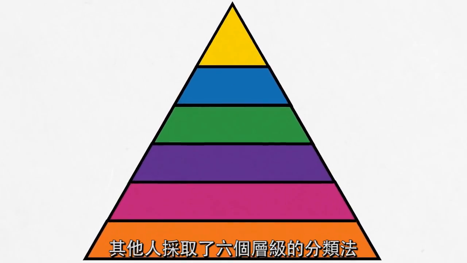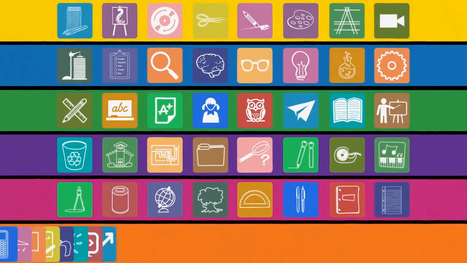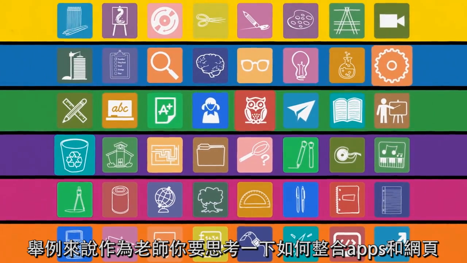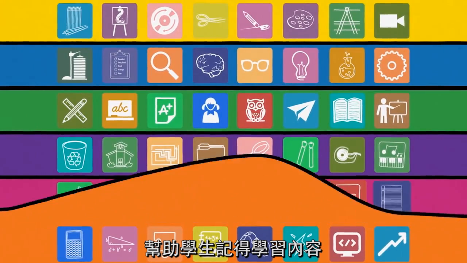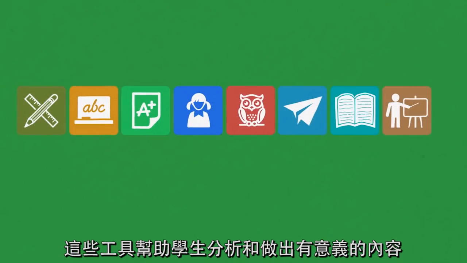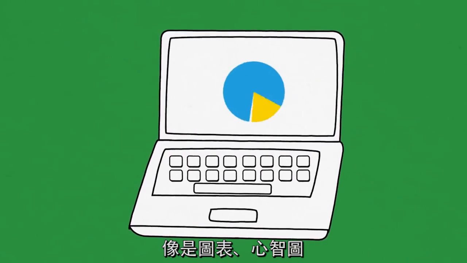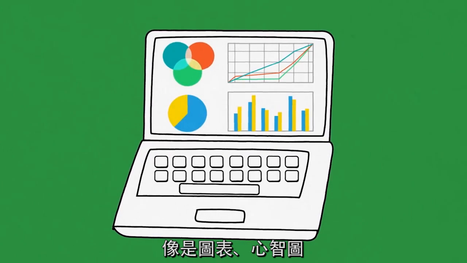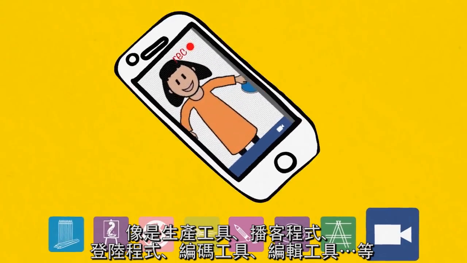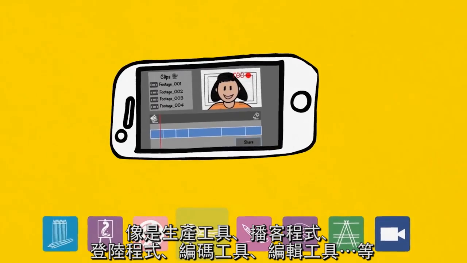Others have taken the 6 levels of the taxonomy and aligned them with technology tools that help foster each level. For example, as a teacher, you can think about how to integrate apps and websites that help students remember content, like flashcards or drill and practice tools. There are tools that help students analyze and make sense of content, like reading charts, graphs, or mind maps. Or you can think about what tools support student creation, like producing, podcasting, blogging, coding, editing, and more.